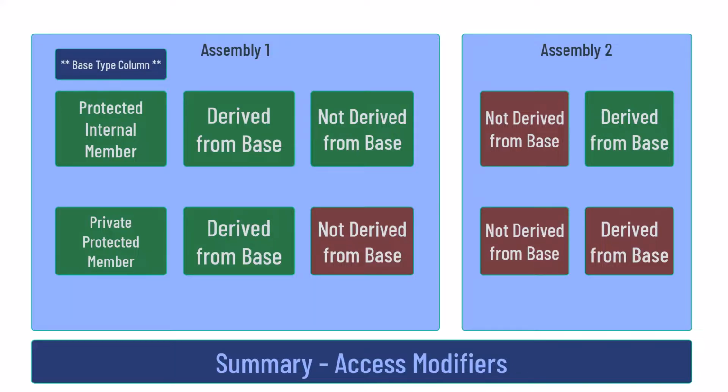Private protected members can be accessed by the types derived from the containing class, but the condition is that the derived type should be present within the same assembly. Now that was the quick summary of what we have already discussed.